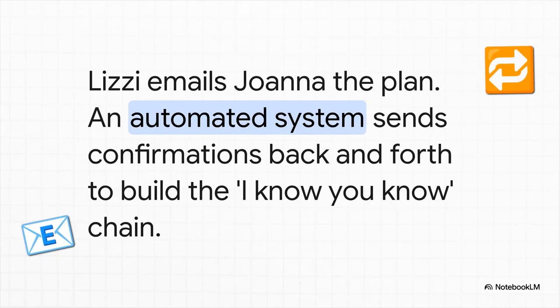So to solve this, they set up this really clever system. Lizzie emails Joanna the plan, go to A. When Joanna reads it, her computer automatically fires a confirmation back to Lizzie. When Lizzie's computer gets that confirmation, it sends another confirmation back to Joanna, and so on, back and forth. They're literally trying to build that common knowledge hierarchy, one message at a time.